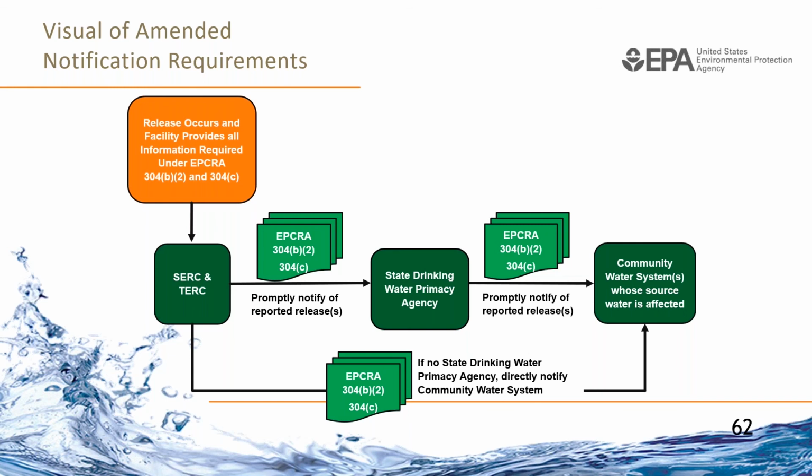The diagram visibly shows how the amended Section 304 requires CERCs to then notify the Drinking Water Primacy Agency, and again, both initial notification and follow-up reporting. Then the Drinking Water Primacy Agency needs to send that information on to the community water systems whose source water is affected by the release. And then this pathway along the bottom here, this is just to say that if there's no state primacy agency, then the CERC directly notifies the community water system.